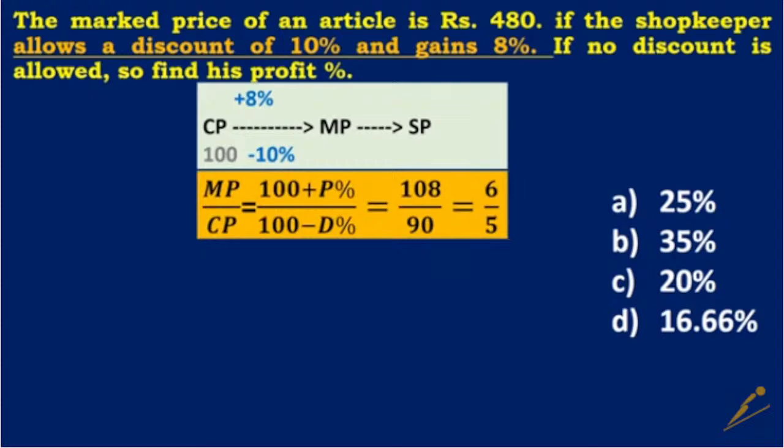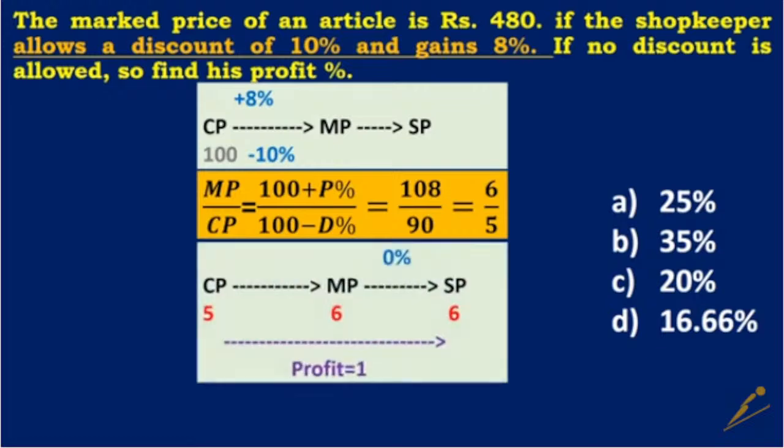The cost price is 5 units and the selling price is 6 units. If he allowed 0% discount, then the selling price is equal to the marked price, which is 6 units. The difference between CP and SP is 1 unit. The profit percentage is the ratio between profit and cost price multiplied by 100, which is 20%.